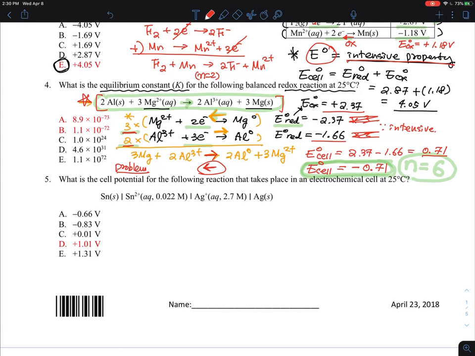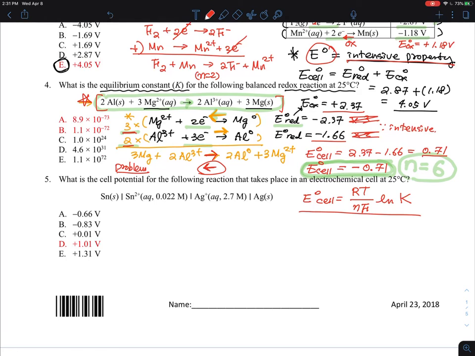The one that you see here is from the reference sheet, that E cell is RT over nF ln Q. Am I right? The electrochemical potential at equilibrium is actually not ln Q but ln K, right? That's when this is true. So this is what I find out, and then they wanted us to calculate the K.